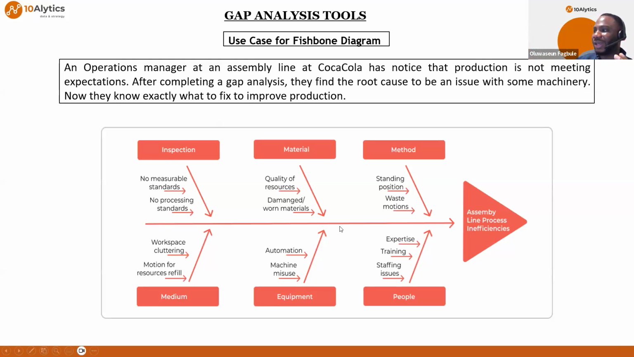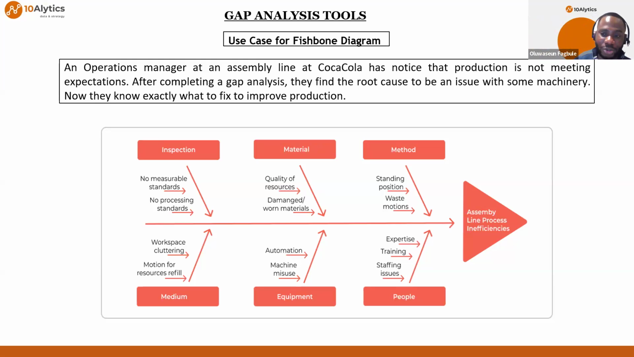And they were having what we called an assembly line process inefficiency, right? And the reason why, let's say for them, the goal is that at the end of every month they should be able to produce, let's say, 50,000 cartons of Coca-Cola every month, right? But they're only able to produce 4,000 cartons, right? Let's just bring it down a bit. The goal is to produce 10,000 cartons of Coca-Cola every month.